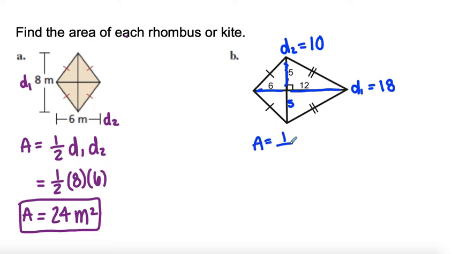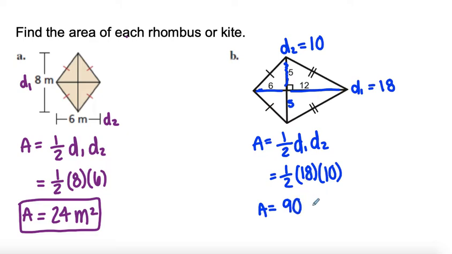And so again, I know that the area is 1/2 d1 times d2. Well, d1 in this case is 18, and d2 is 10. So that means my area is 1/2 times 18, which is 9, and then 9 times 10, which is 90. And then put my units squared.